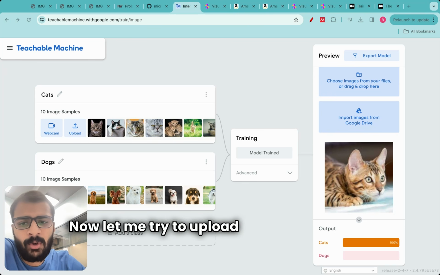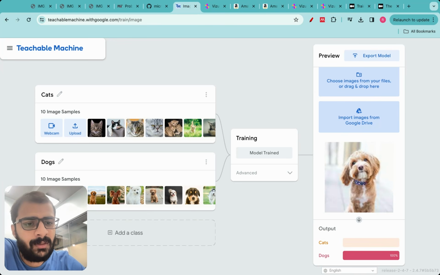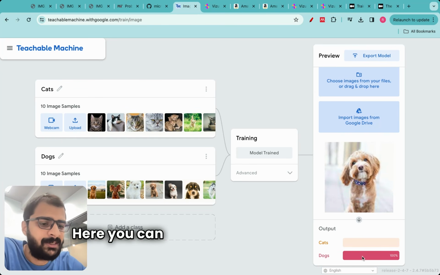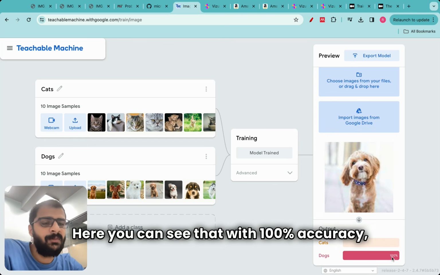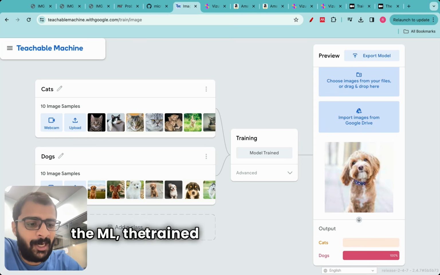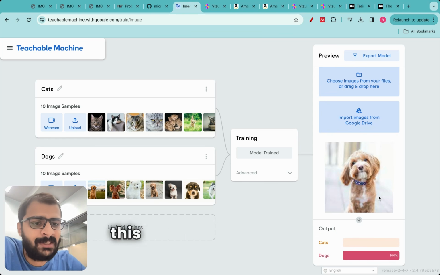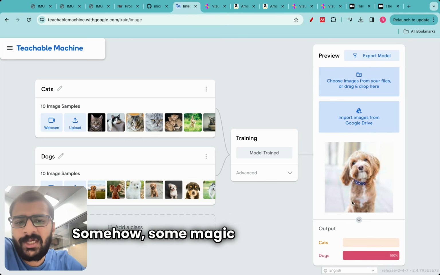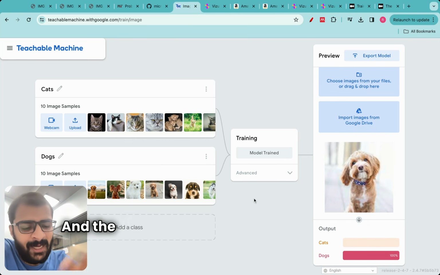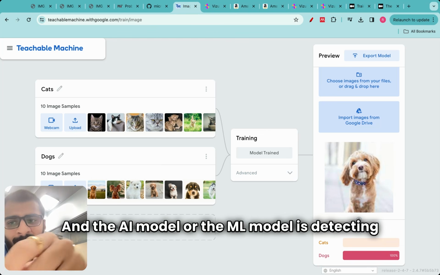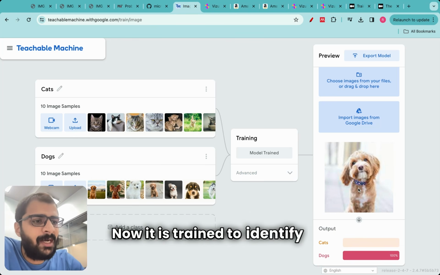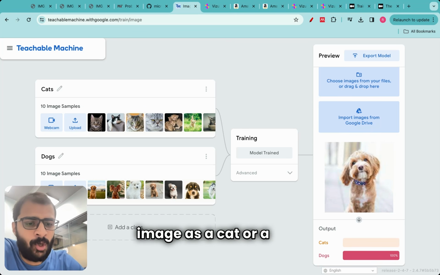Now let me try to upload an image of a dog actually. Okay, now I have uploaded the image of a dog. Here you can see that with 100% accuracy, the trained ML model has classified this image as that of a dog. Somehow some magic is happening here, and the ML model is detecting patterns, and now it is trained to identify any image as a cat or a dog.